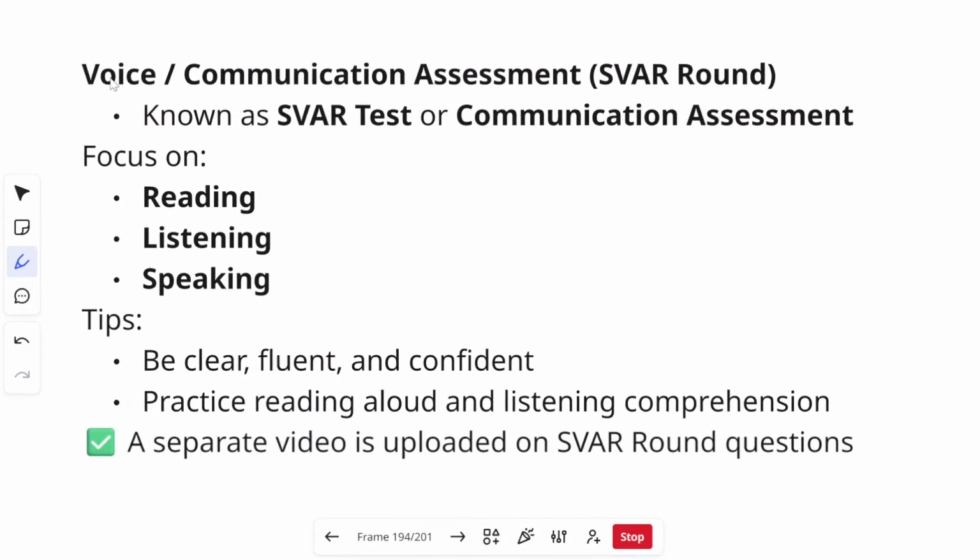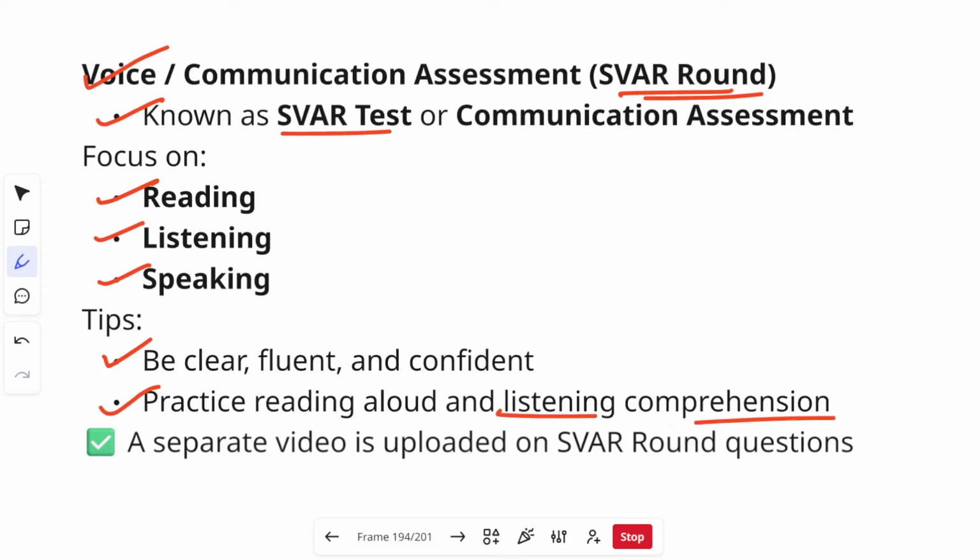Now let's talk about the voice or communication assessment, or SWAR round, which is going to happen for most of you in the upcoming time. It is known as the SWAR test or communication assessment, and the focus of this assessment is mainly on your reading, listening and speaking skills. Some tips to qualify this assessment: you have to be clear, fluent and confident while giving it, and practice reading aloud and listening comprehension.